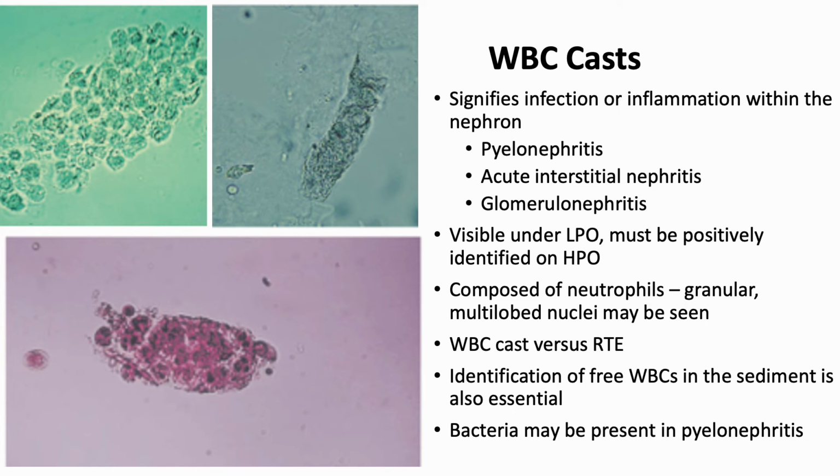WBCs frequently form clumps, and these do not have the same significance as casts. So you see in the upper left corner a WBC clump, which is differentiated from a disintegrating WBC cast here and a Sternheimer-Malbin stained WBC cast in the bottom photo.